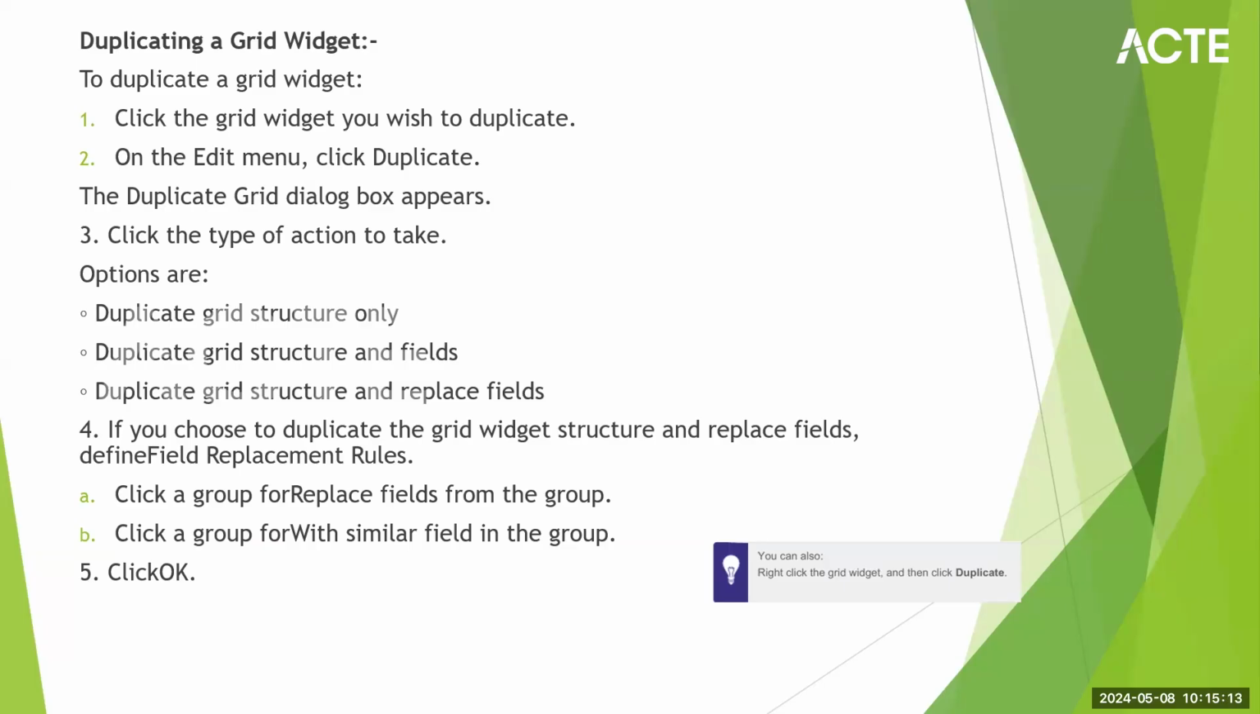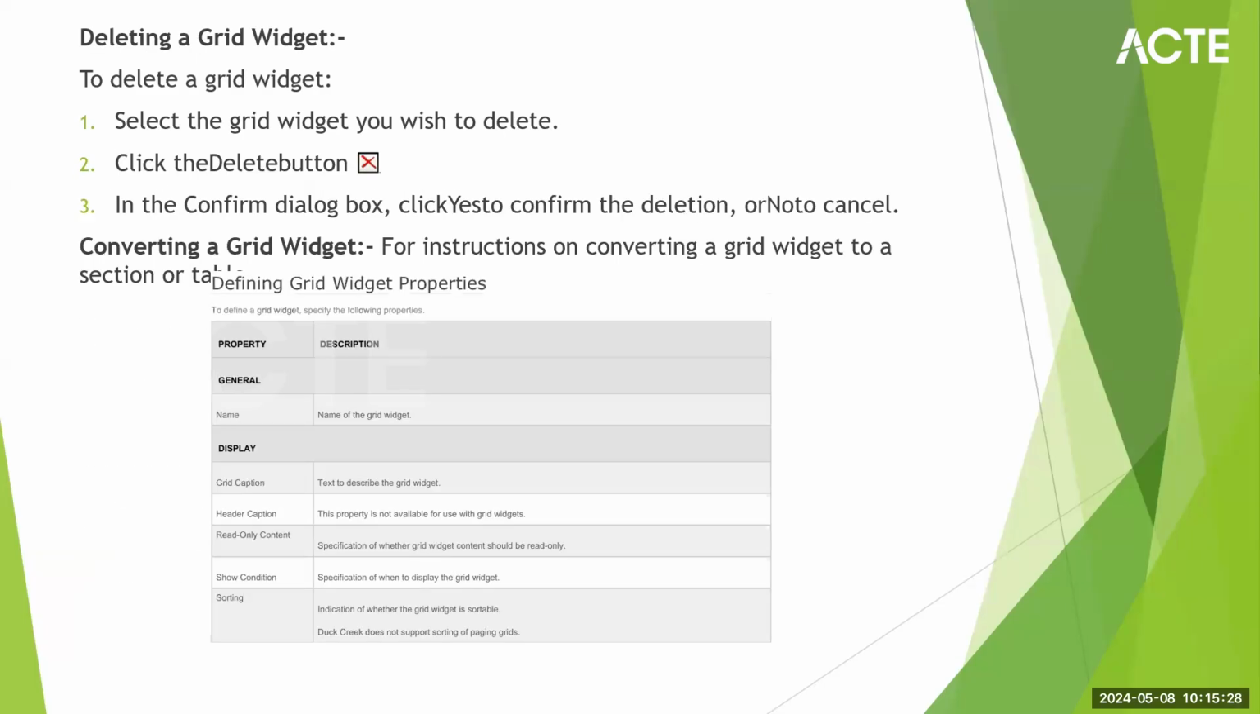If you choose to duplicate the grid with the structure and replace fields, define the field replacement rule. Click a group for replace field from the group, click a group with similar fields in the group, and click on OK.